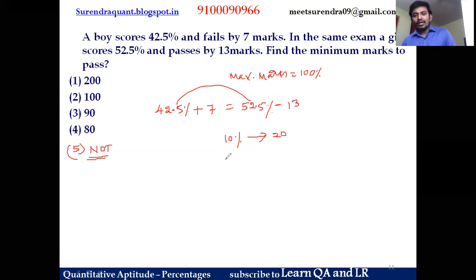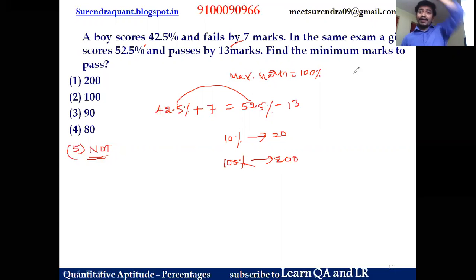If 10% is 20, then 100%, the maximum marks, is 200. So friends, here the maximum marks are 200. And that is what I was talking about in the previous slide. If one failed and the other passed, the difference in percentage is 10%, and I told you to add. So 13 plus 7 is 20. That's what I said. 10% is 20, 100% is 200.